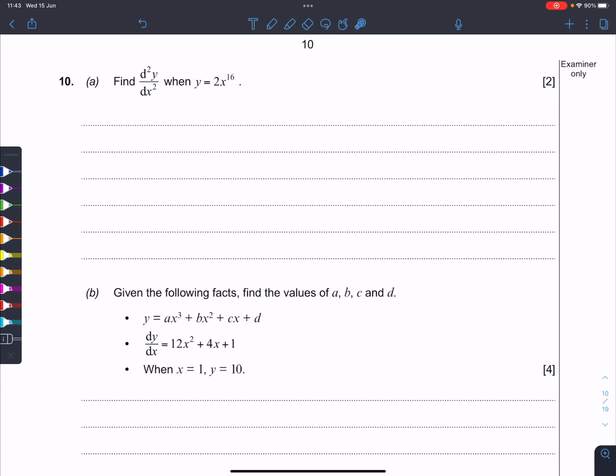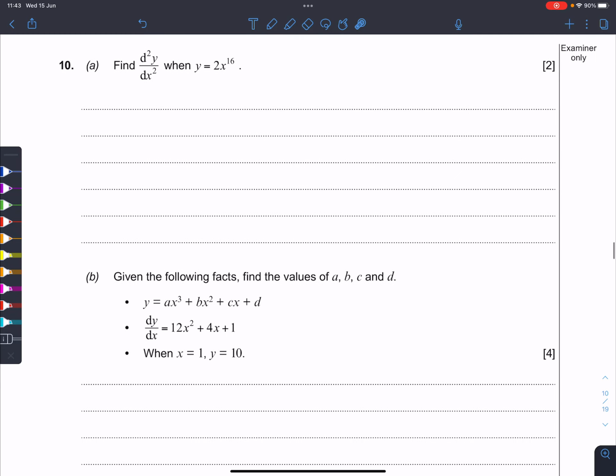Okay, here we go on question number 10 on the 2018 WJC additional maths paper. And the first part of this is a differentiation question. We want to find d²y by dx squared when y is 2x to the 16.